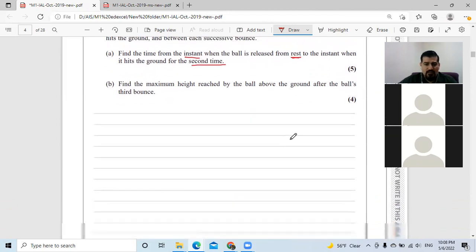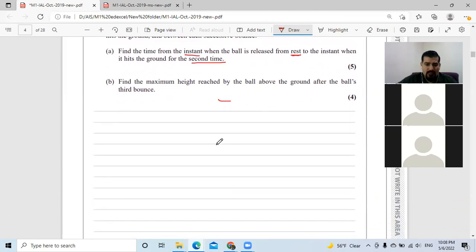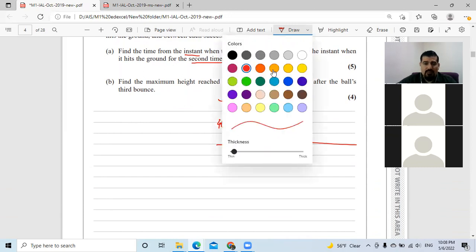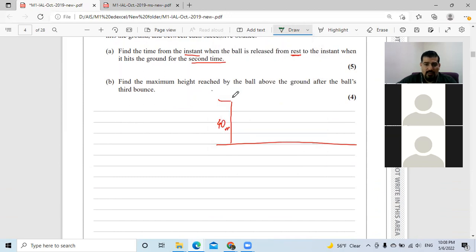Okay, so this is the height from here to here to the ground. This is the height that it released from, it's 40 meters, and it falls from here, no second dimension, but I would draw it like this. It falls like this, hits here, and bounces like this, and hits here, etc.